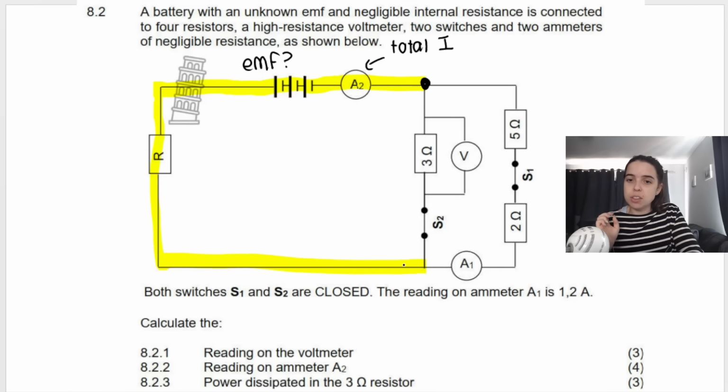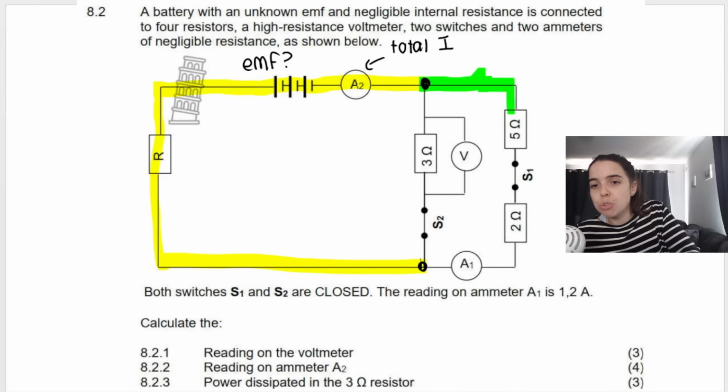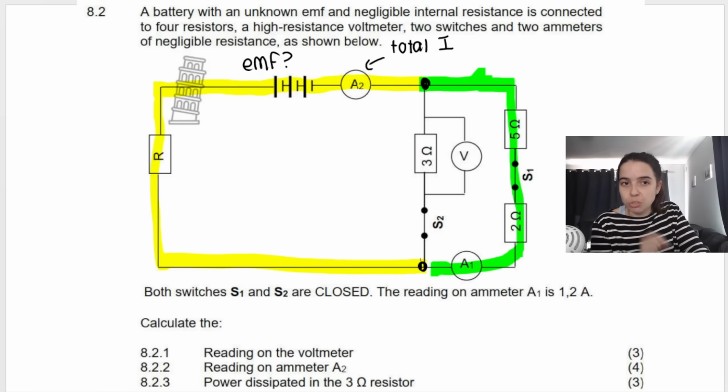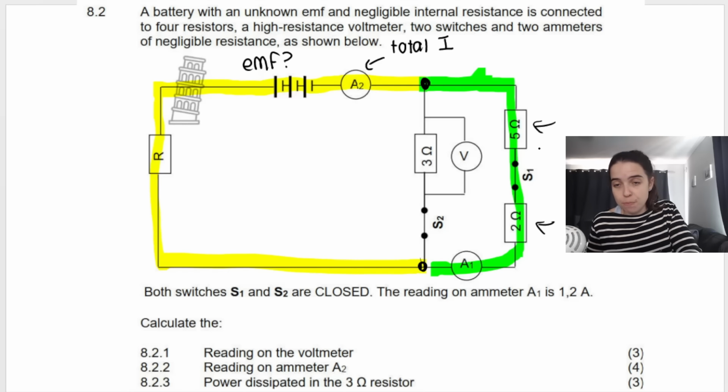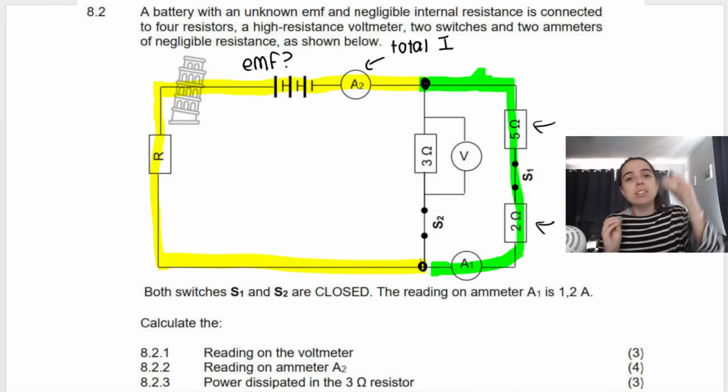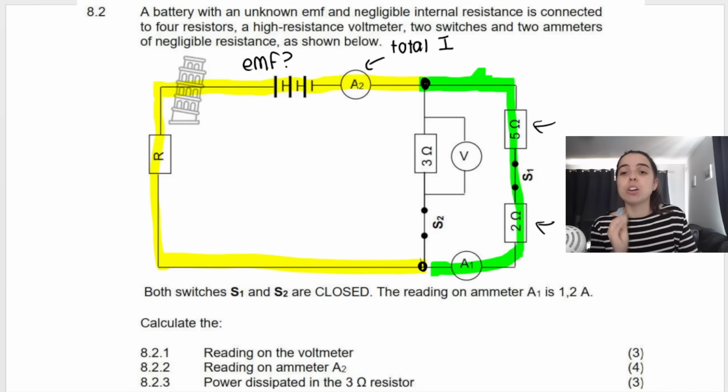Then as soon as we get to this over here or this over here, there will be a split in the current, because as we know, current splits in parallel. So some of the current will go through this branch, and that is what A1 will read. So A1 reads the current that goes through the 2 ohm and the 5 ohm. The 2 ohm and the 5 ohm are in series with each other. The same current goes through those. Then the rest of the split current goes through this branch over here through the 3 ohm.